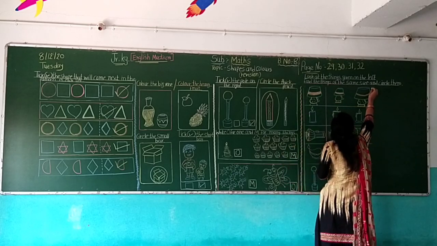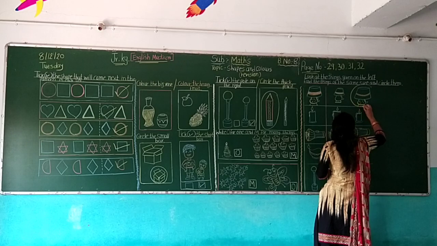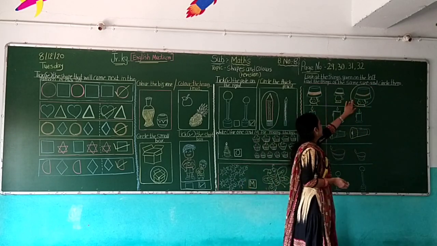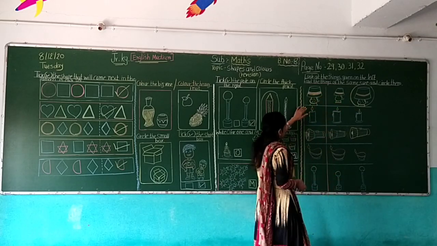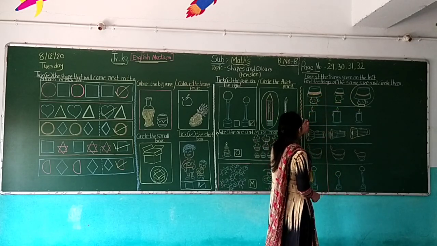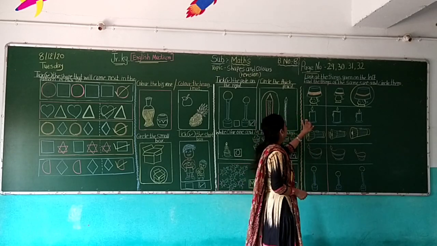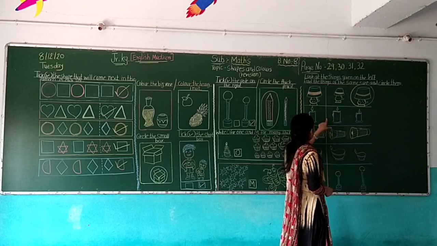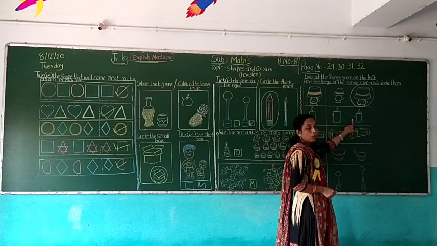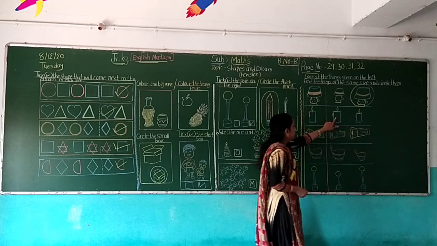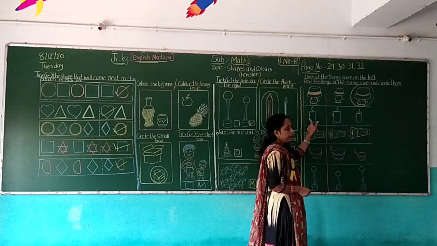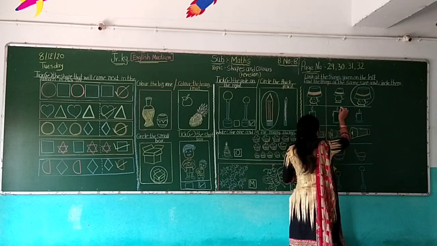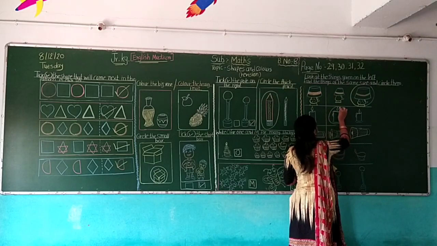Same size lamp. This lamp is small and this is the same size. Okay. And next, what is this? Candle. So, which thing is the same here? Which candle is the same? This? No. This? Yes. Look here. This candle is the same. So, here we circle. This candle is the same size.